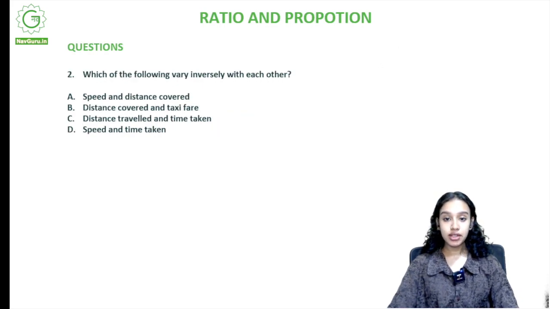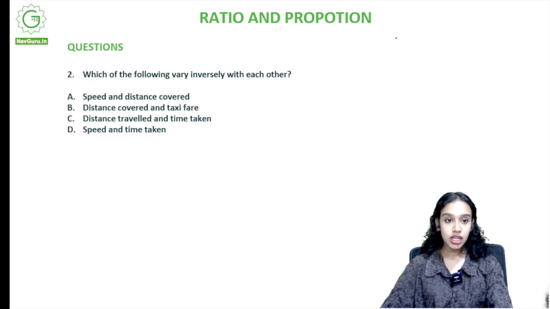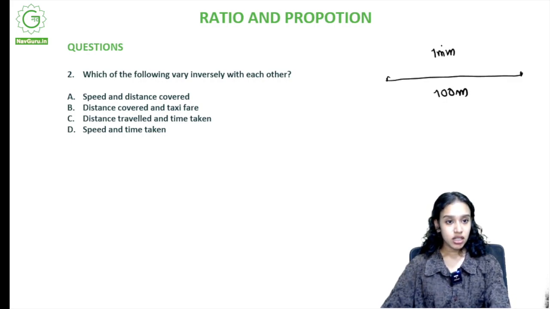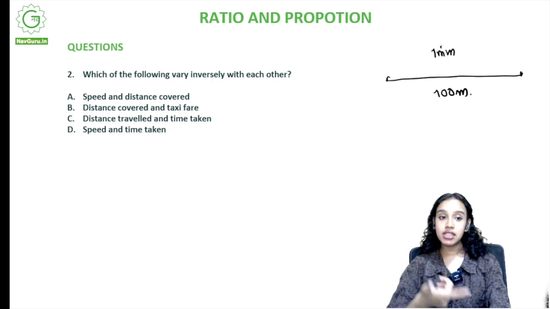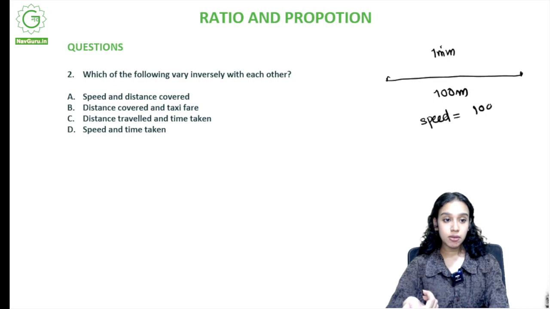Now, which of the following vary inversely with each other? Speed and distance covered, taxi fare and distance travelled, or speed and time taken. So, what is the concept of distance, speed and time? Say that I have a distance of 100 meters and I cover this distance in say 1 minute. Now, what is my speed? The speed is the rate at which I am covering this distance. So, here speed is equal to distance covered divided by the time taken, which is 60 seconds.